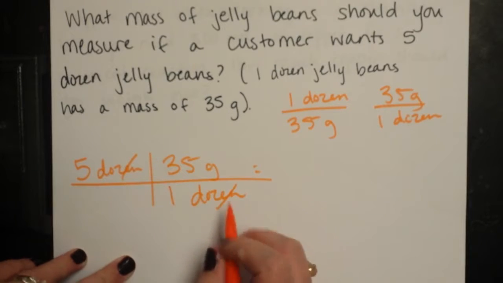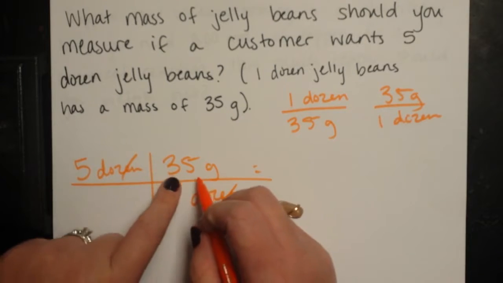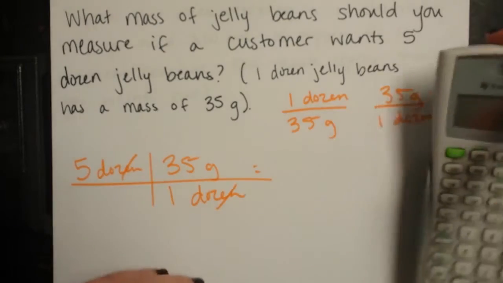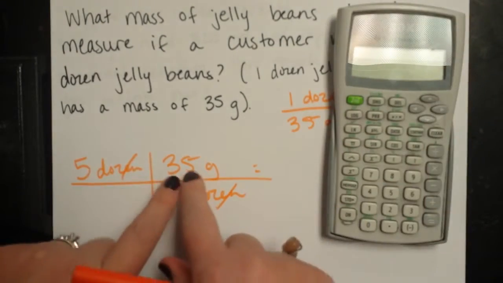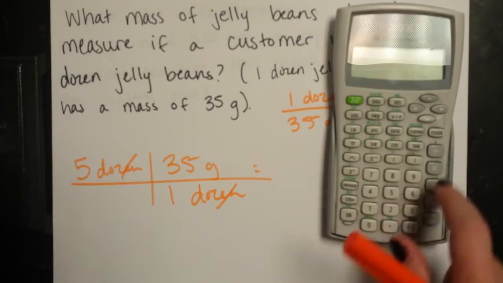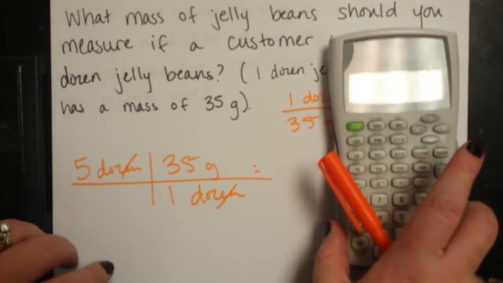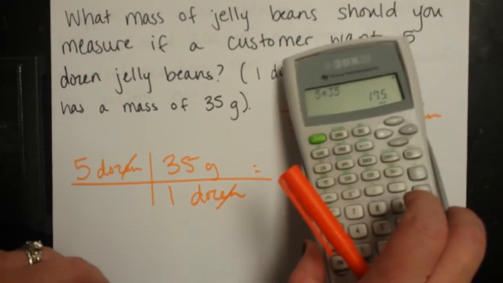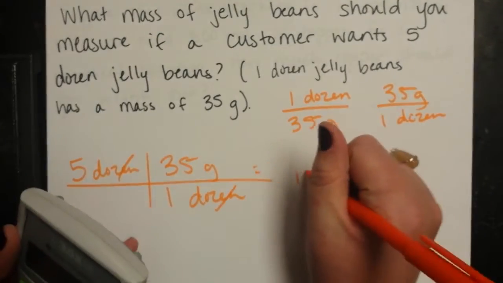So we'll see that a dozen jelly beans cancel, and we should have 5 times 35 grams as our answer. That means that if 1 dozen weighs that much, we should have 5 times that amount, so multiplying makes sense. So you should have to measure 175 grams of jelly beans.